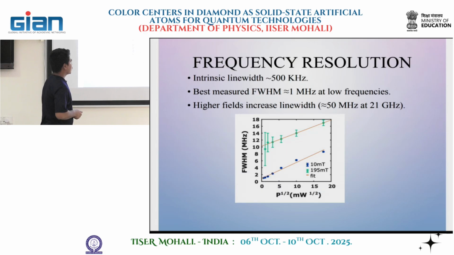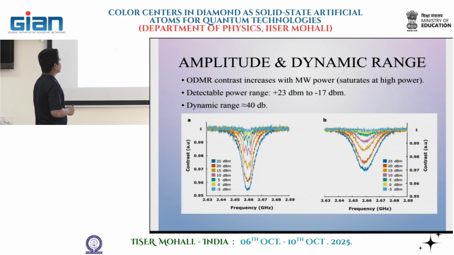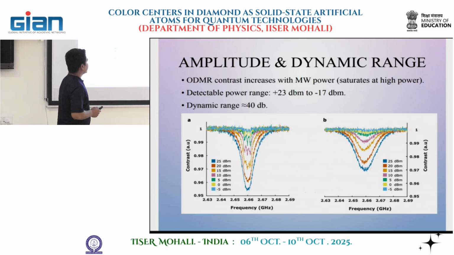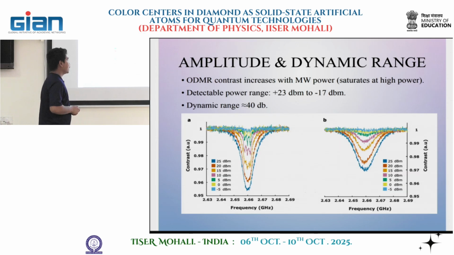This graph shows microwave power versus resolution and amplitude dynamic range. This is the ODMR contrast. As we increase microwave power, the ODMR contrast will increase, and there is a sharp dip. For the detectable range, 23 decibel to minus 17 decibel, and the dynamic range is 40 decibel.